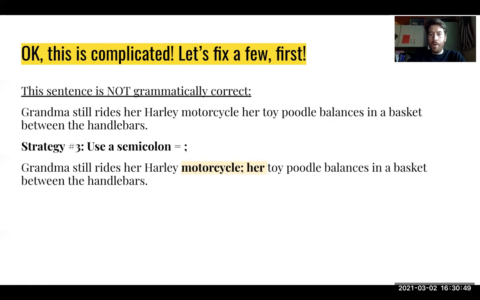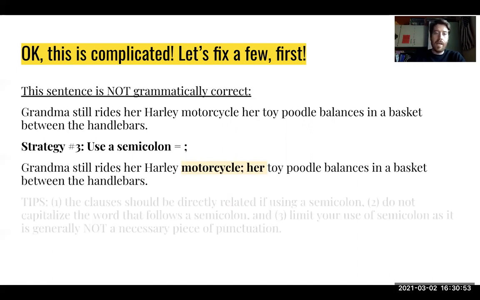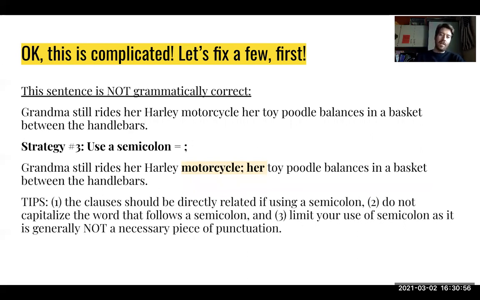Grandma still uses her motorcycle; her toy poodle balances in a basket between the handlebars. In this case, a semicolon is simply signifying that you are connecting 2 independent clauses, 2 complete clauses together into one sentence. Here's the thing: when you use a semicolon, it also signifies that you want those 2 ideas to be connected on purpose. So they must relate, okay? Clauses should be directly related if using a semicolon.